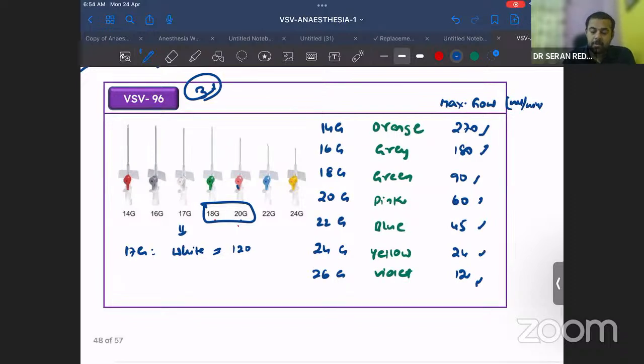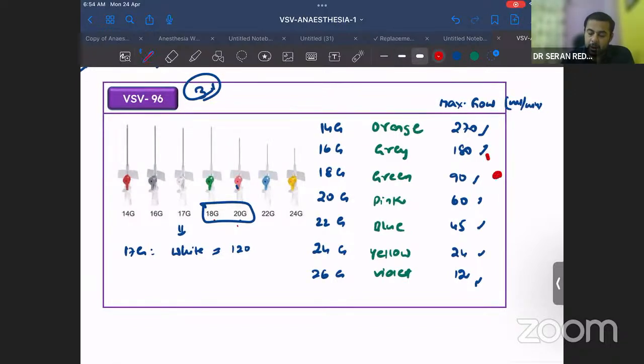In the examination, it was asked as 93. So go for the one which is nearest to that. Don't keep thinking that it was said 90 in the class, so it has to be only 90. Whatever is closest, you go for that. Again, spend 1 minute on this. Very, very important. 14 gauge orange.